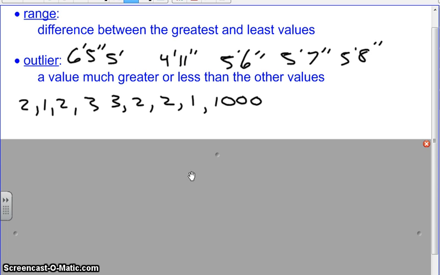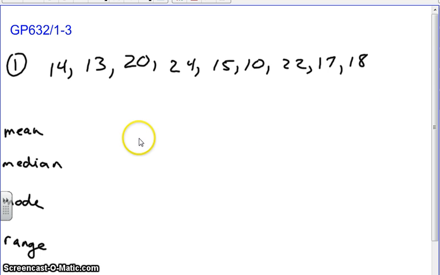Okay? Let's try this. I'm going to give you a set of data. You are going to find the range and the mean, median, mode of this set. Now, I should have added a few negatives in. In your assignment today, you'll have some negatives, of course, because it's 7th grade. Okay? So go ahead and do what you need to do, and we'll come back and check out your answer.